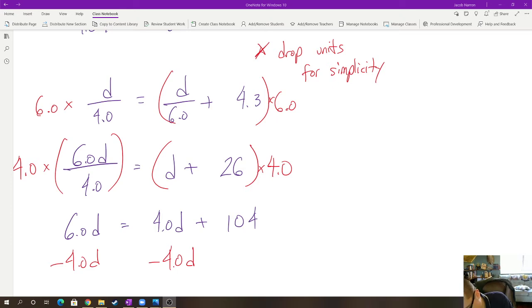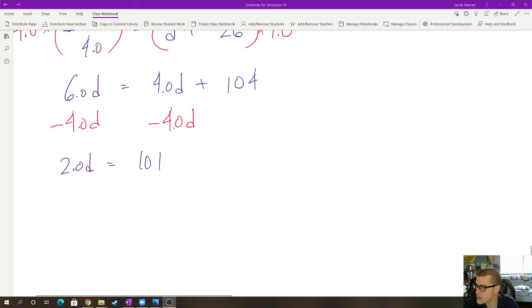Obviously, we're going to divide by 2 on both sides. Oh, sorry, let me scroll down. Apologies. So we end up getting this. Yep, 2.0d equals 104. Divide both sides by 2.0 so I can cancel it on this side. And then finally, we get our answer. d is equal to 52. See, 2 sig figs, it's going to work out. But d equals 52 meters.